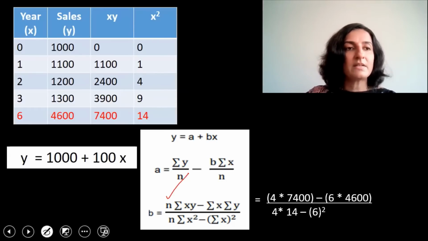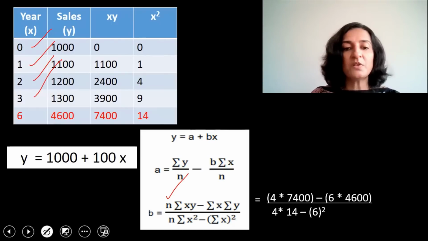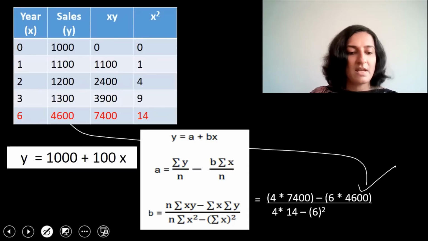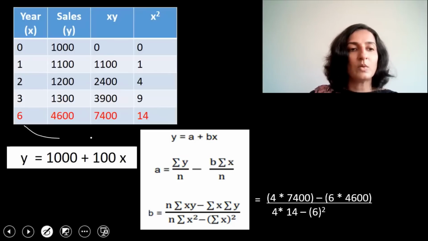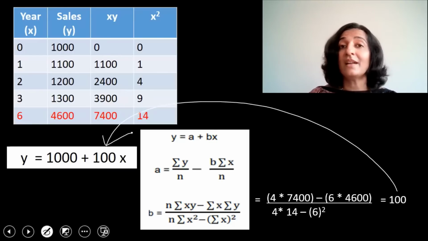So N here is the number of observations. So we have 1, 2, 3, and 4. 4 observations. So that is why N is taken as 4. And sigma xy is 7,400. Sigma x is 6. Sigma y is 4,600. And sigma x squared is 14. And sigma x the whole squared is 6 squared. So we are just substituting the values that we obtained in the table in the formula to get the value of B as 100. So that is exactly the value of B that we got in our trend line.